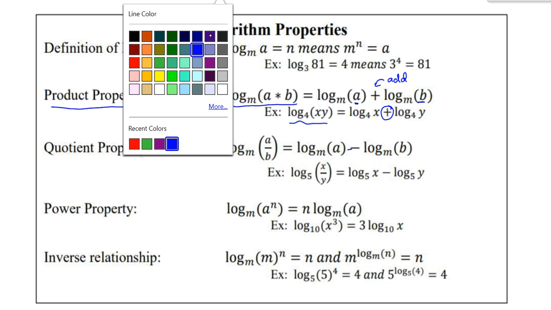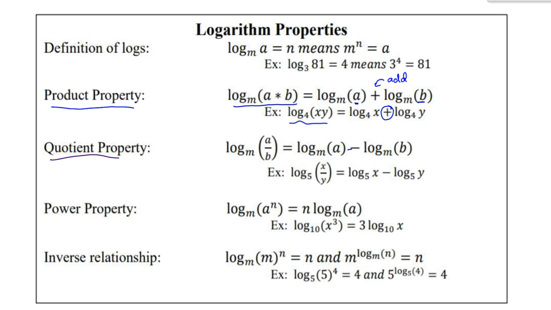Because we also have one for quotient, a fraction, that says if you're taking the log of a fraction, you can actually split them up into their own log, and now we're going to subtract. So this is the key here. Example, log base 5 of x divided by y turns into log base 5 of x minus log base 5 of y.